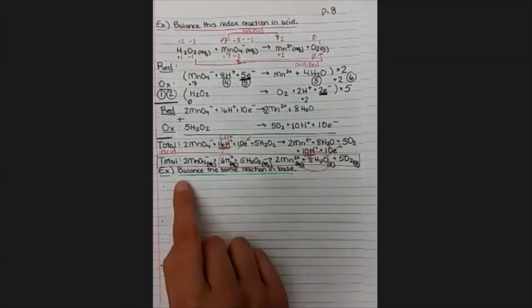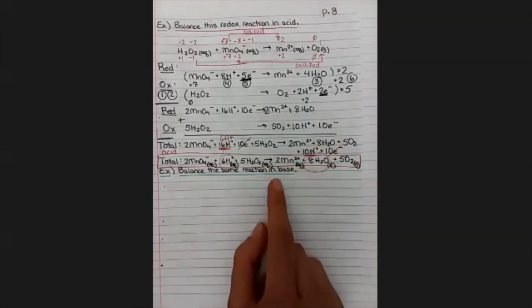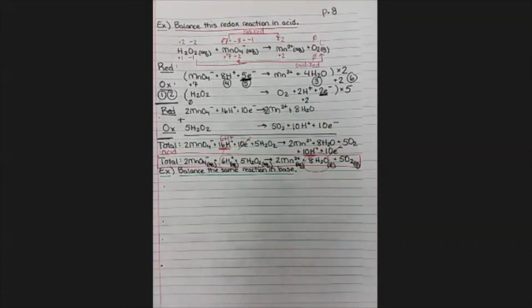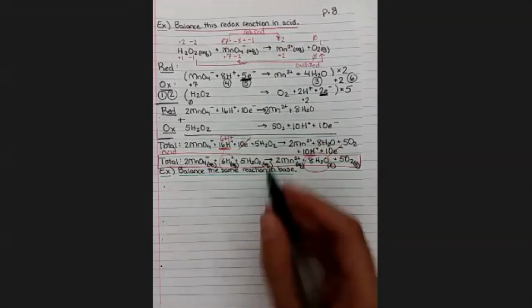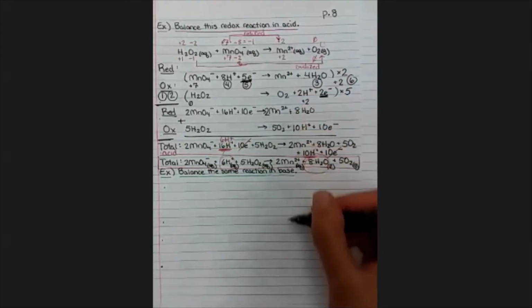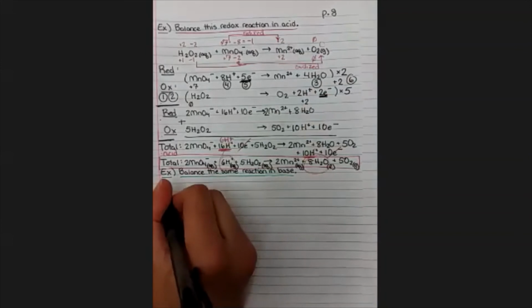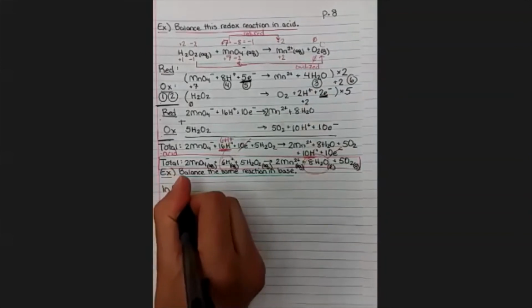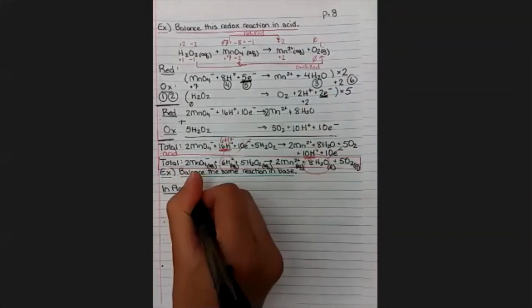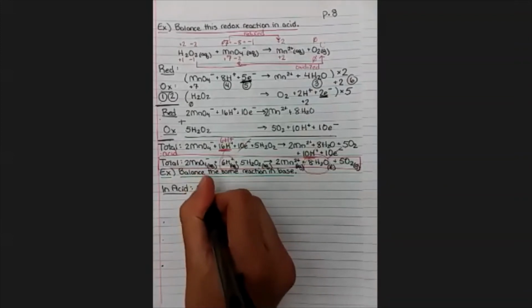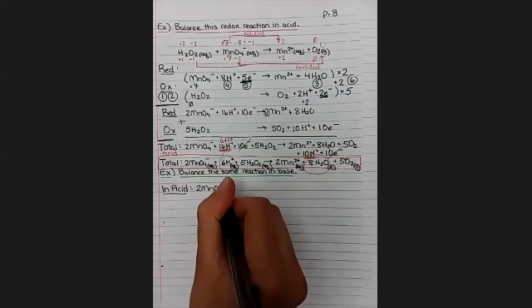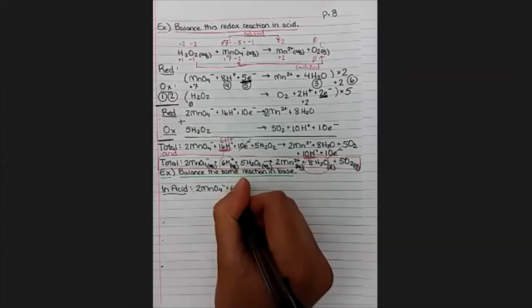So now our second example, which is squished in here, says we need to balance the same reaction in base. And so the way that we balance things in base is we balance them in acid first, and then we tack on a couple of extra steps at the end. So let's rewrite our acid equation so it's workable. And then we'll continue on with steps 8 and 9 from there.